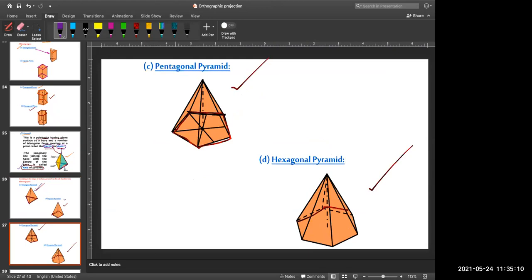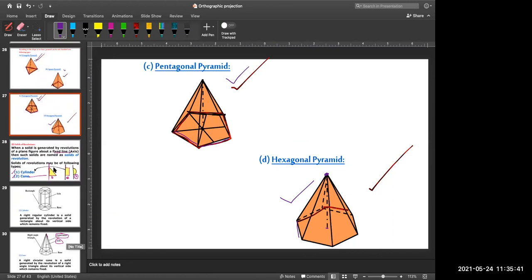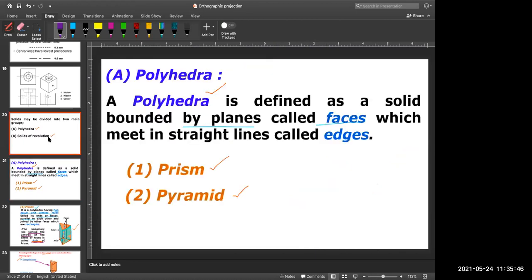Here at the base, you can see one pentagon. Pentagon means 5 sides. So this is your pentagonal pyramid, and this is your hexagonal pyramid, because here you have 6 sides at the base. And you can see here the hidden lines are shown by dash lines, and the line joining the vertex or apex to the center of the base is called your axis of the solid. So these are all your polyhedra solids that we have seen here.